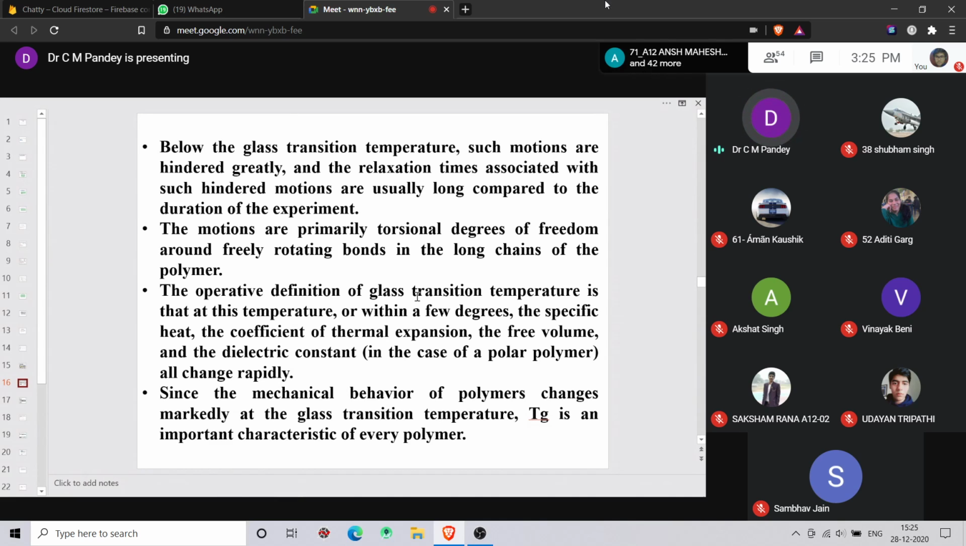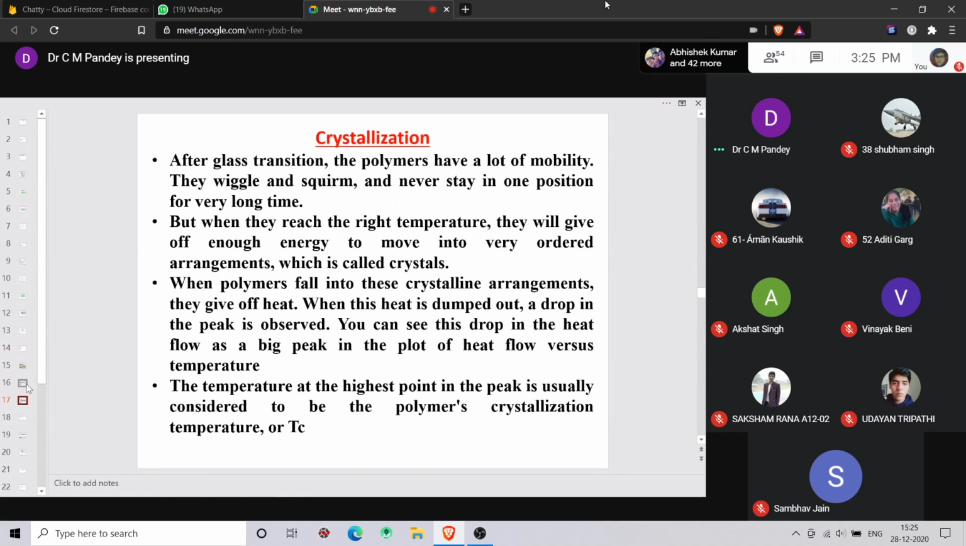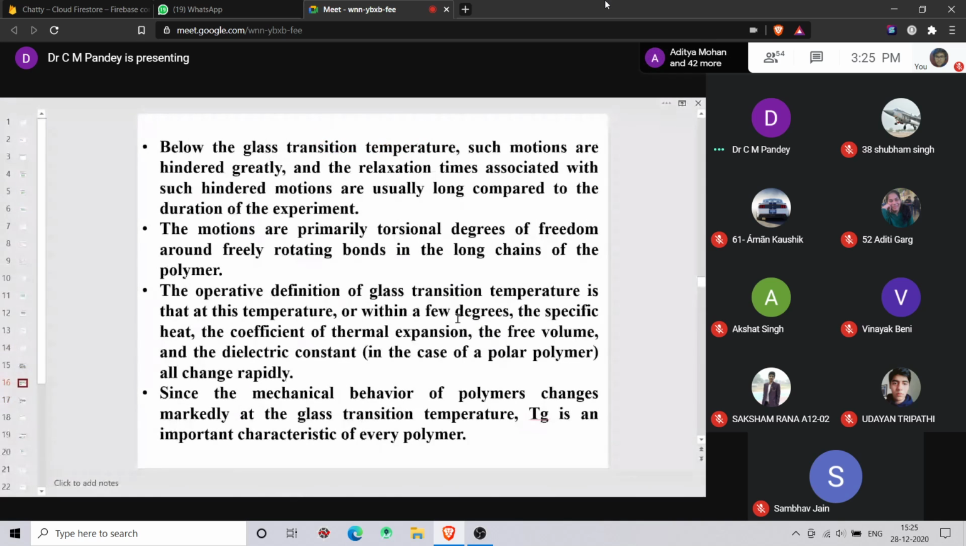The operative definition of glass temperature is that at this temperature or within a few degrees, the specific heat, the coefficient of thermal expansion, the free volume, and the dielectric constant all change very rapidly during this short period.